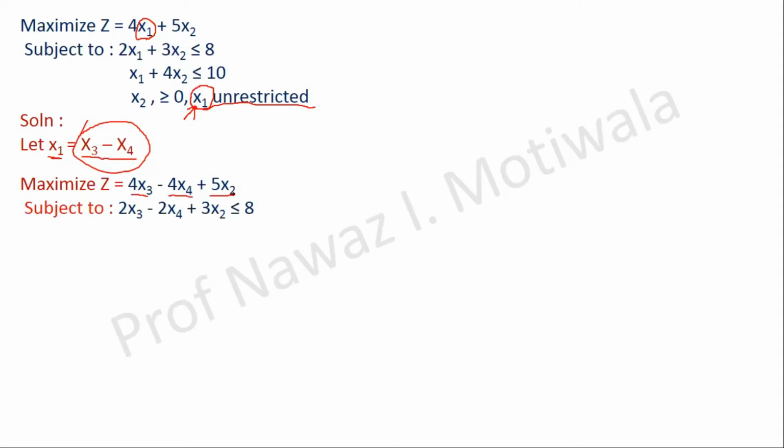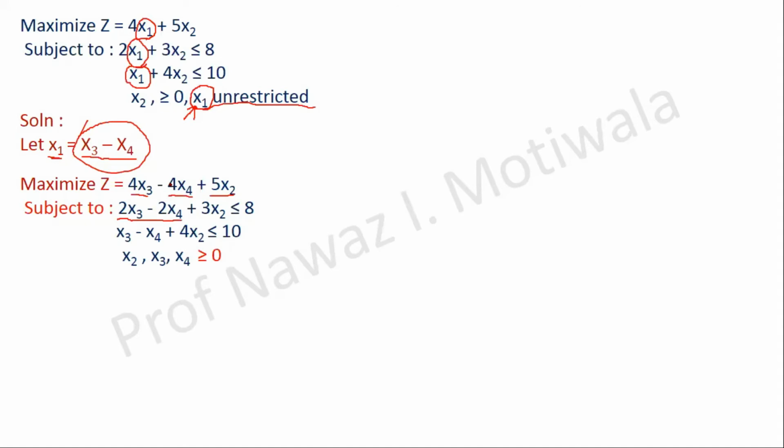Next will be subject to, again this variable x1 in this equation has been replaced by x3 minus x4. So I will get 2x3 minus 2x4 in this place, and the remaining variables as they are, 3x2 less than or equal to 8. Then again in the second equation we have x1, so again I will replace it with x3 minus x4, and I will get a new equation: x3 minus x4 plus 4x2 less than or equal to 10. And now I will write that these three variables, x2, x3 and x4, are greater than or equal to 0.